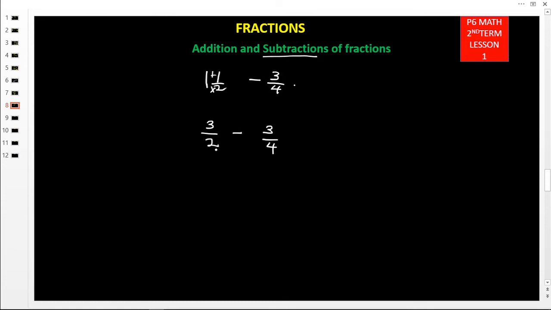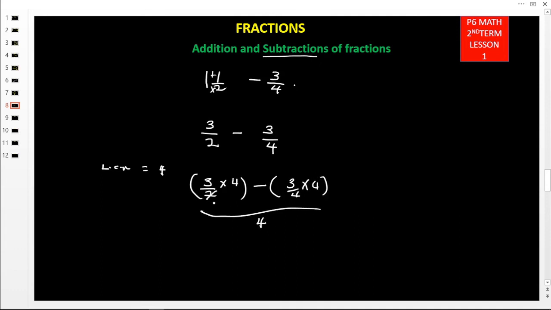So the LCM of 2 and 4, remember we are using the LCM approach, is 4. Then we shall have 3 out of 2 times the total parts, that is 4, then minus 3 out of 4 times the total parts, that is 4, out of our total parts, which is 4. By 2, 2 into 4, 2, yes. So 3 groups of 2, it's giving us 6, minus 3 groups of 1, we get 3 out of 4. Remember we are subtracting, so 6 minus 3, it's giving us 3 out of 4.